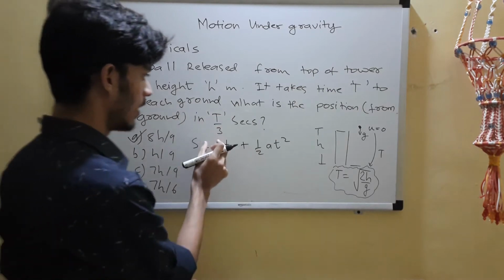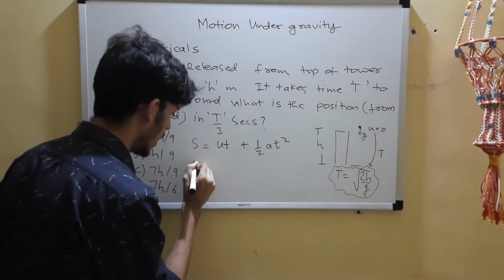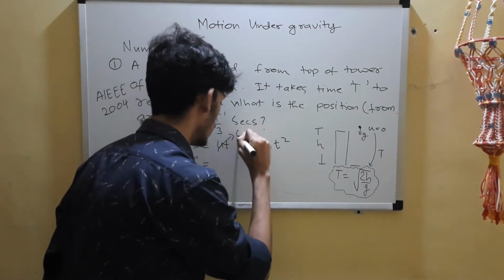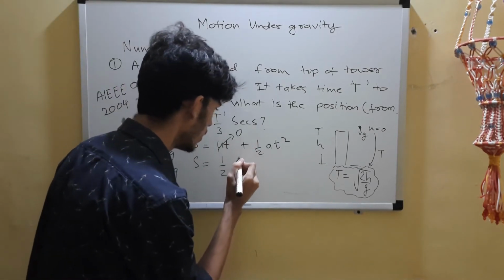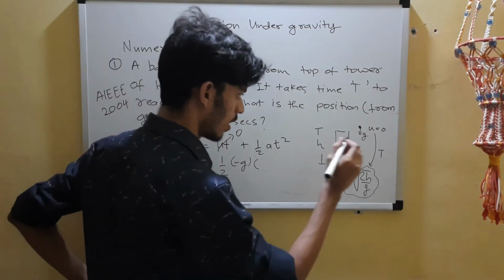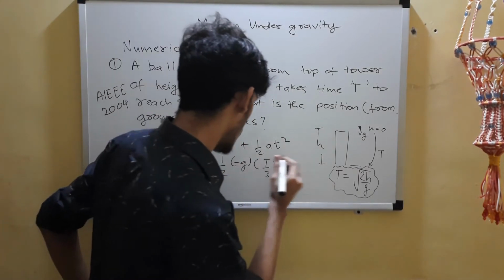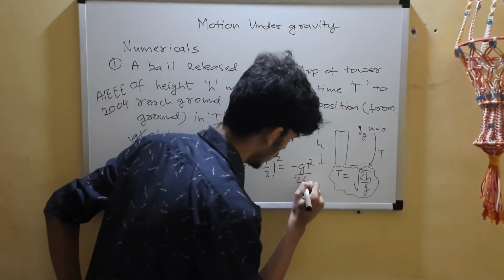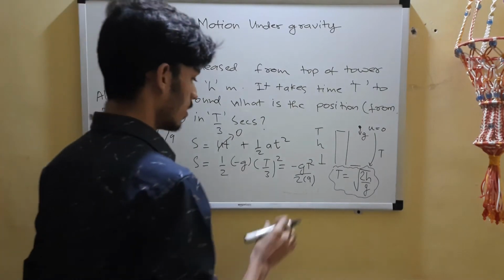So t is t by 3, you can see that. So we'll find the displacement from here first. So displacement is what we need to find, the position. U, initial velocity, is 0, so this term is 0. Half at square: half, a is minus g, and you have that t square. T square is t by 3 whole square. So you have minus gt square by 2 into 9. Okay, so this is what you have, but you want it in a good format, right?